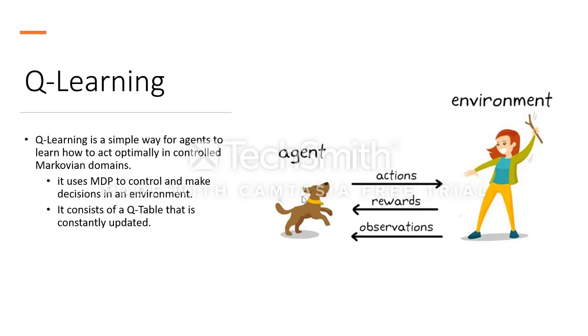Q-learning is a simple way for agents to learn how to act optimally in controlled Markovian domains. In simple terms, it uses an MDP to control and make decisions in the environment. It consists of a Q table that is constantly updated.